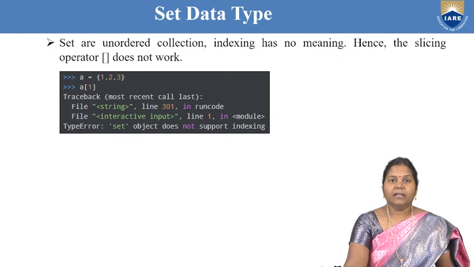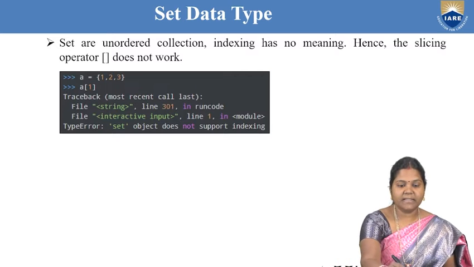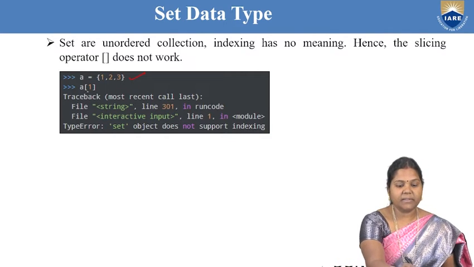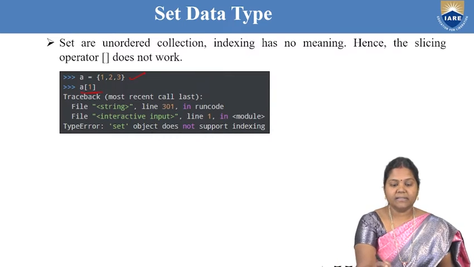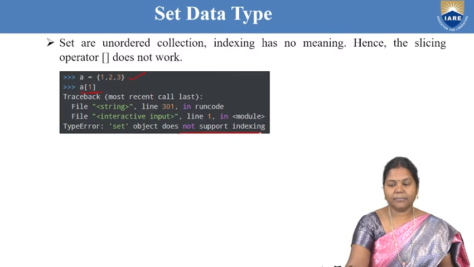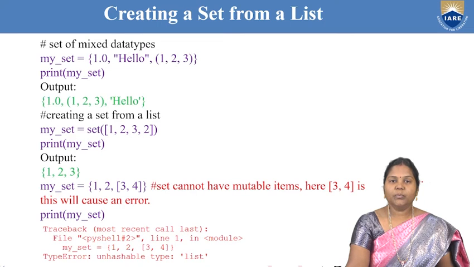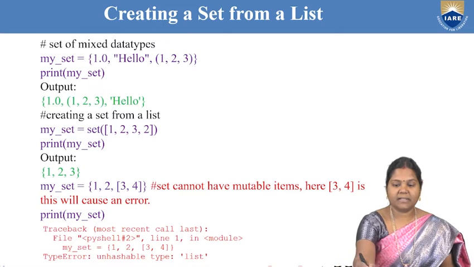Now let us check how the indexing operator doesn't work. For that, let us take one set 1, 2, 3 and suppose I want to slice it out. What is A of 1? Then I'll see that the set object doesn't support indexing. So the indexing mechanism, you cannot use it here. Next, how to create a set from other data types, like how to create a set from a list. Let us check it first.